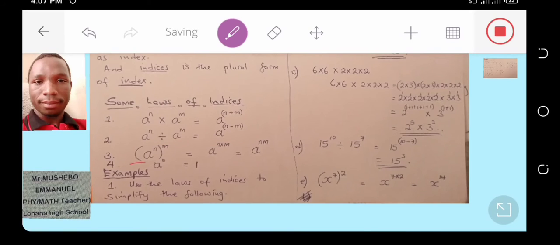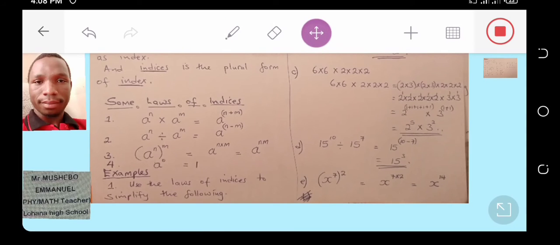The third law of indices, that is a to power n, still raised again to power m. So these two powers, when we open the brackets, they have to multiply each other, that is a to power n times m, and therefore it is the same as a to power nm. And then the fourth, it is a to power 0 is equal to 1. Any number to power 0 is always equal to 1. So here we have some of the laws of indices.